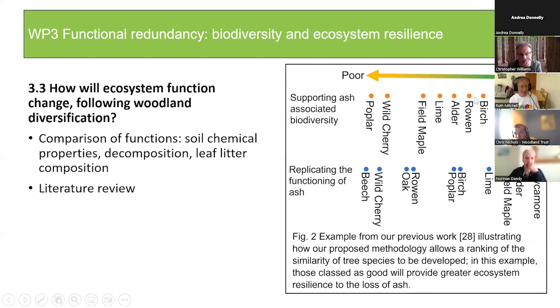So this is the ranking in terms of the similarity of these tree species for the biodiversity they support. Oak supports much of the biodiversity that's also found on our ash trees, whereas, for example, wild cherry and poplar don't support much of the same biodiversity. If we think about ecosystem functioning, sycamore is actually quite similar to ash in terms of its functioning, whereas beech and wild cherry are very dissimilar. And we hope to do a similar sort of ranking for Scots pine and Sitka spruce.